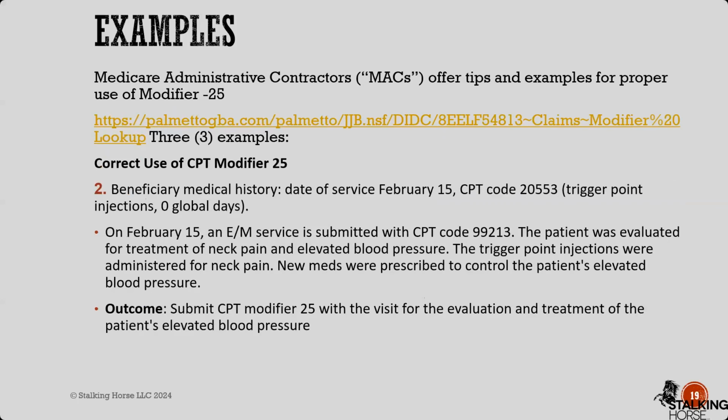So we have another example here from Palmetto. On this one, February 15th, an E&M service is submitted with 99213. The patient was evaluated for treatment of neck pain and elevated blood pressure. So a trigger point injection was administered for the neck pain, and then new meds were prescribed to control the patient's elevated blood pressure. Outcome: that E&M with modifier 25 and that CPT code for the trigger point injections would be appropriate. And again, this one is more clear because there are two separate diagnoses that were being treated.